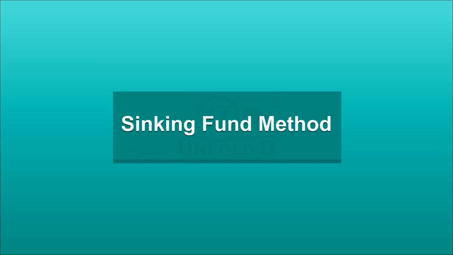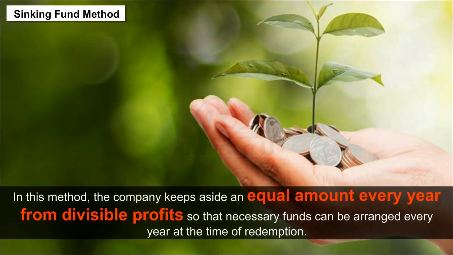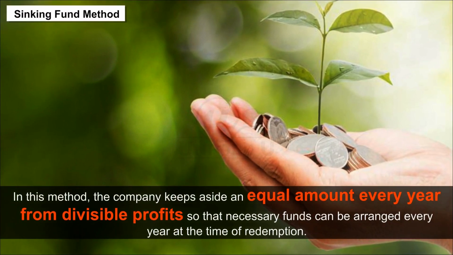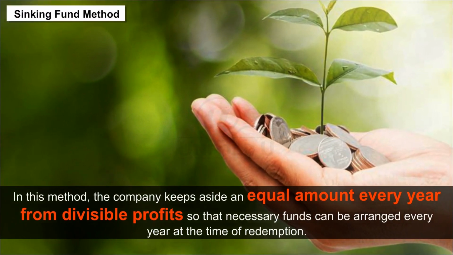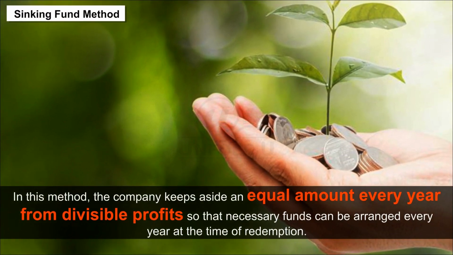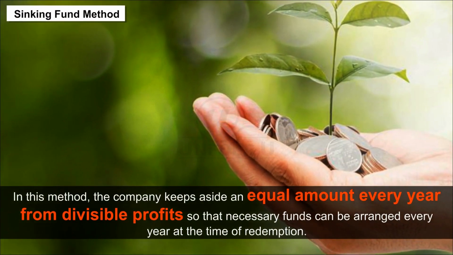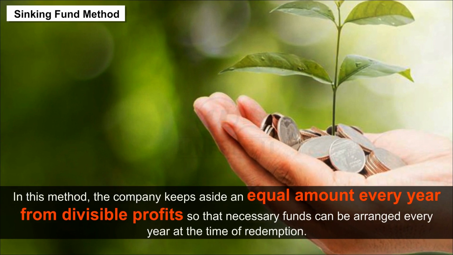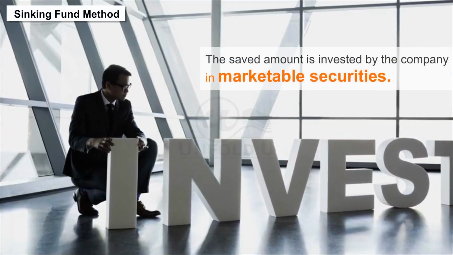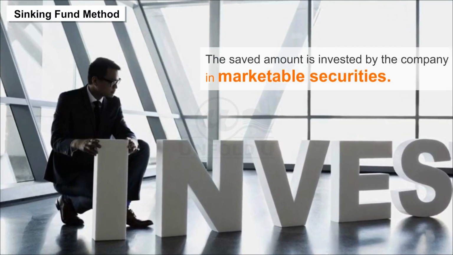Sinking fund method. In this method, the company keeps aside an equal amount every year from divisible profits so that necessary funds can be arranged every year at the time of redemption. This is called sinking fund method. The saved amount is invested by the company in marketable securities.